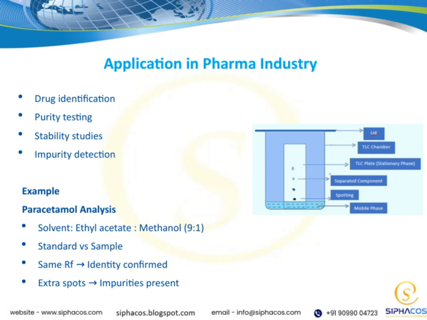Impurity detection is a key part of maintaining safety and efficacy in pharmaceuticals. And all these applications, drug identification, purity testing, stability studies, impurity detection, highlight how vital chromatography is in the pharmaceutical industry. It helps us ensure that medicines are safe, effective, and of high quality.